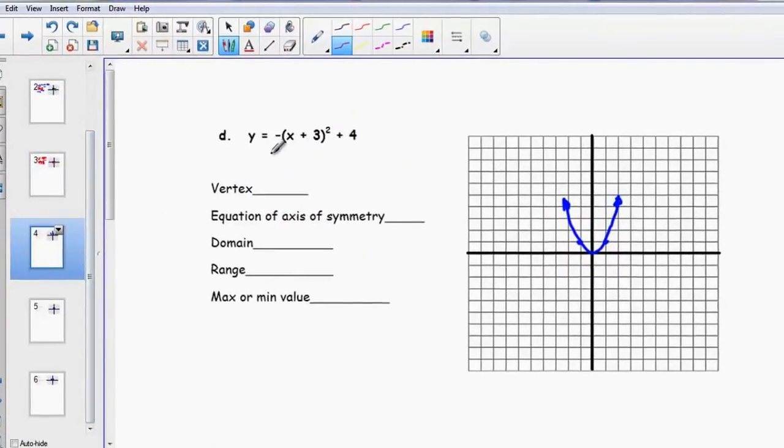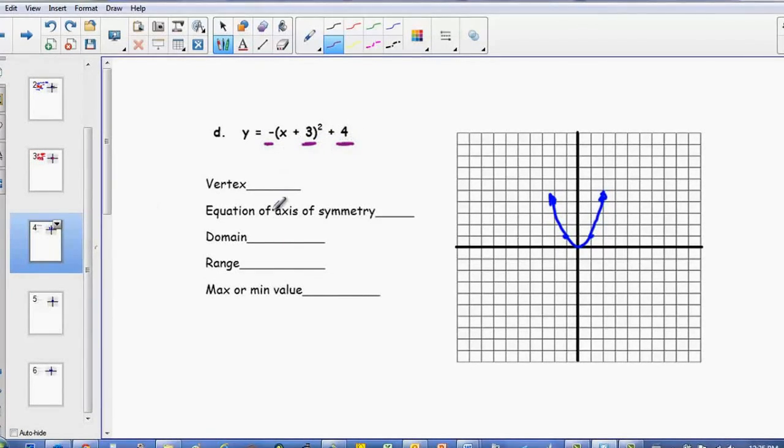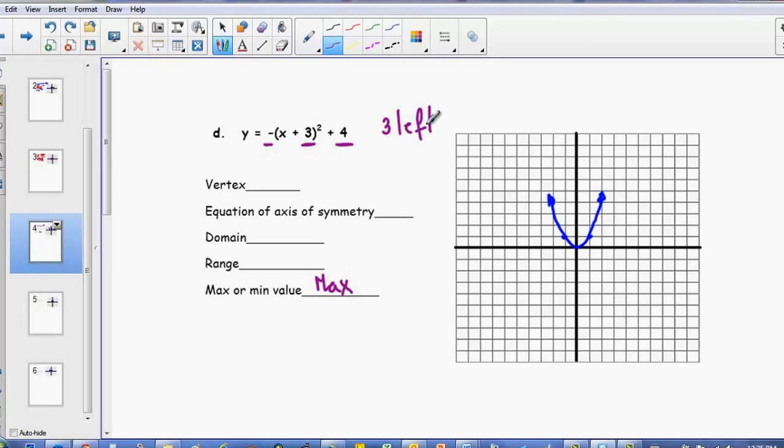Now we have a combination of translations and reflection. So we have a reflected function, which means I have a maximum value. Also, we notice that we're going 3 units to the left and 4 units up. So the h value is negative because we have x plus 3. So I have to translate my function 3 units to the left.